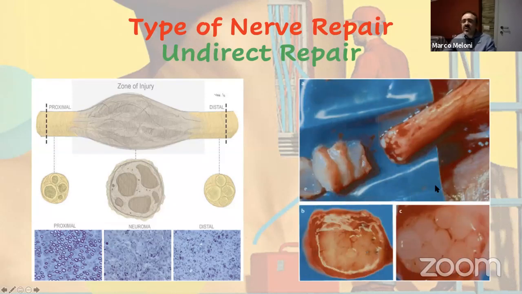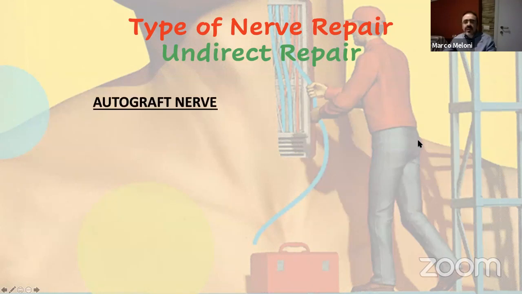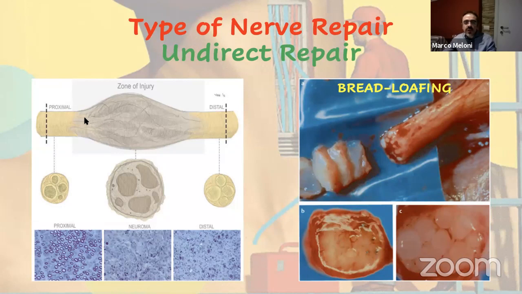We have to do what is also called bread loafing. So we need to cut the neuroma and check until we find the fascicles again. Doing that, we are able to remove the neuroma in continuity and have the two stumps that are able to reinnervate. And we sometimes need an autograft, because the two stumps of the nerve are able to connect to each other just for a few millimeters, usually 5 millimeters.